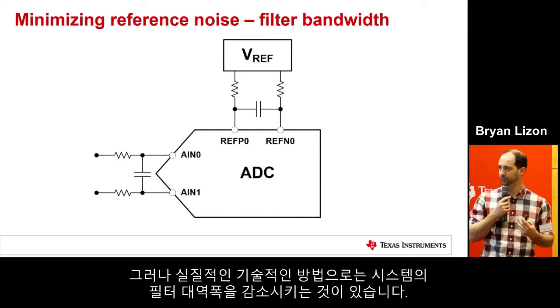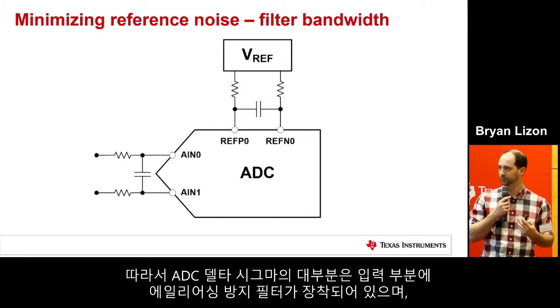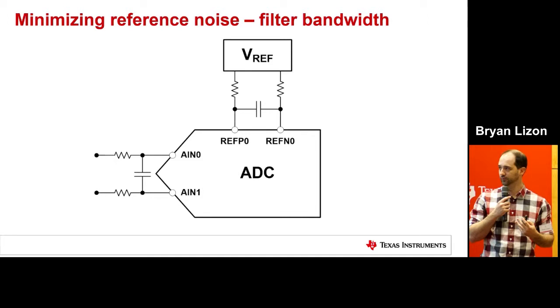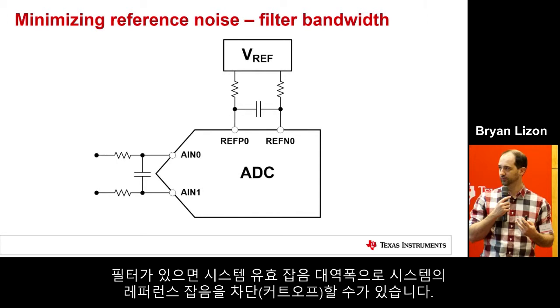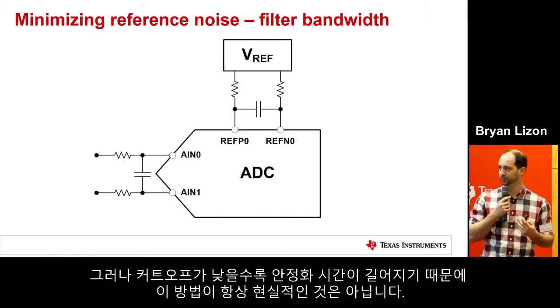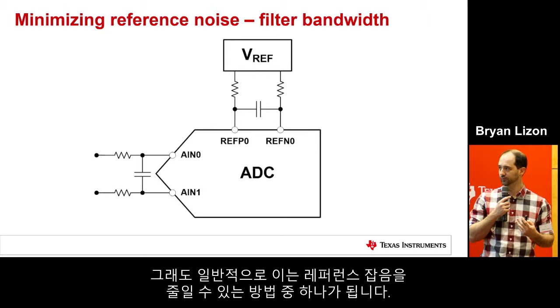of your system. So most ADCs, delta sigmas or SAR ADCs, will have an anti-aliasing filter at the input. They'll also have an anti-aliasing filter here on the reference. So as we saw, the effective noise bandwidth of the system helps cut off the reference noise. So if you move that filter back, you actually allow less reference noise into your system. That's not always practical because the lower the cutoff, the longer the settling time is going to be. But in general, this is one way you can reduce that.